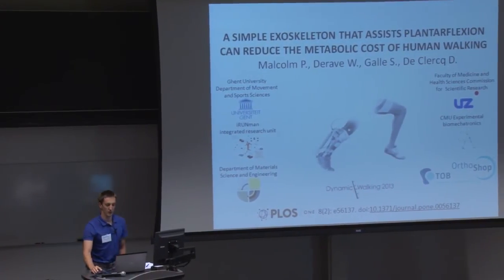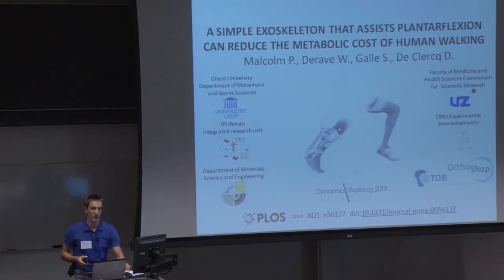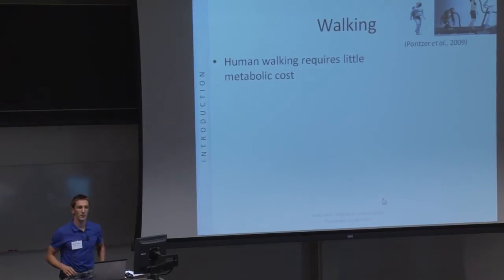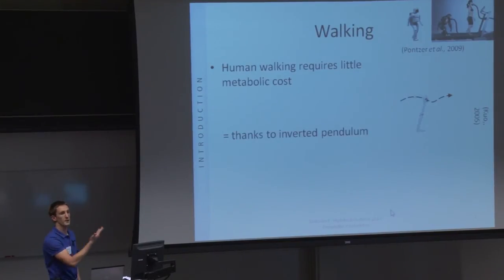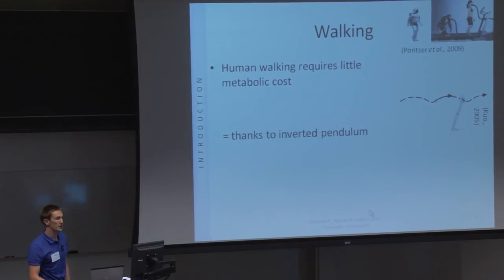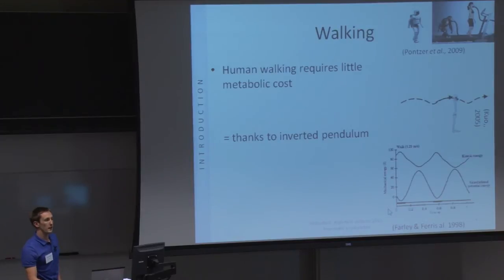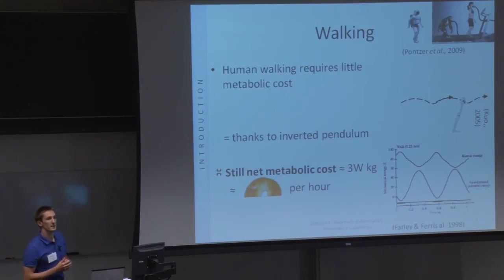Thanks. I'm going to present a study that shows that a simple plantarflexion assisting exoskeleton can reduce the metabolic cost of walking. We all know that humans are good bipedal walkers. We have a low net metabolic cost, which is due to the fact that we move as an inverted pendulum, which allows interchange between potential and kinetic energy. Still, walking has a net cost of around 3 watts per kilogram. That's perhaps a little bit difficult to imagine, so I came up with this comparison with the breakfast you had a few hours ago. Walking requires around half a bagel per hour.